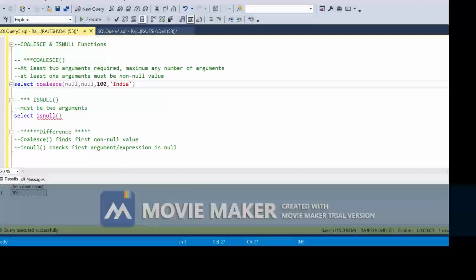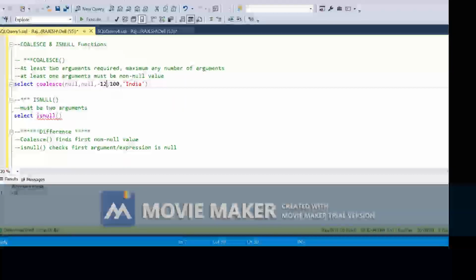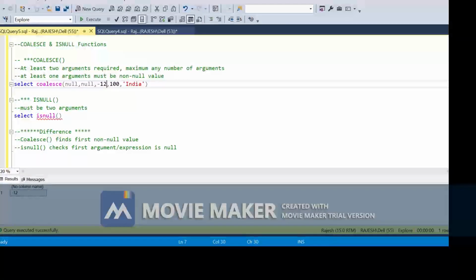And suppose I put another argument here, minus 12. This is again a non-null value. Let's see what it returns on execution. It returned minus 12, meaning wherever it finds the first non-null value, it will give that as the result.